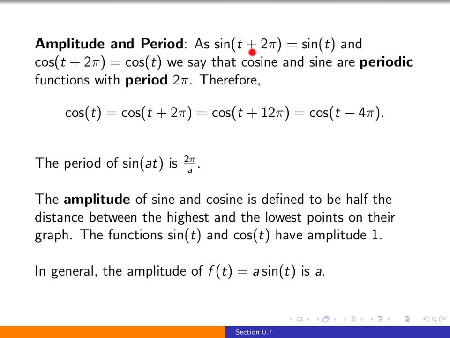As sine of t plus 2 pi is sine t and cosine of t plus 2 pi is cosine t, we say from a mathematical perspective that cosine and sine are periodic functions with period 2 pi. And to say that a function has period 2 pi is to say that it repeats itself every 2 pi units. So if you have cosine or sine evaluated at t plus any multiple of 2 pi, you will get the same exact value.